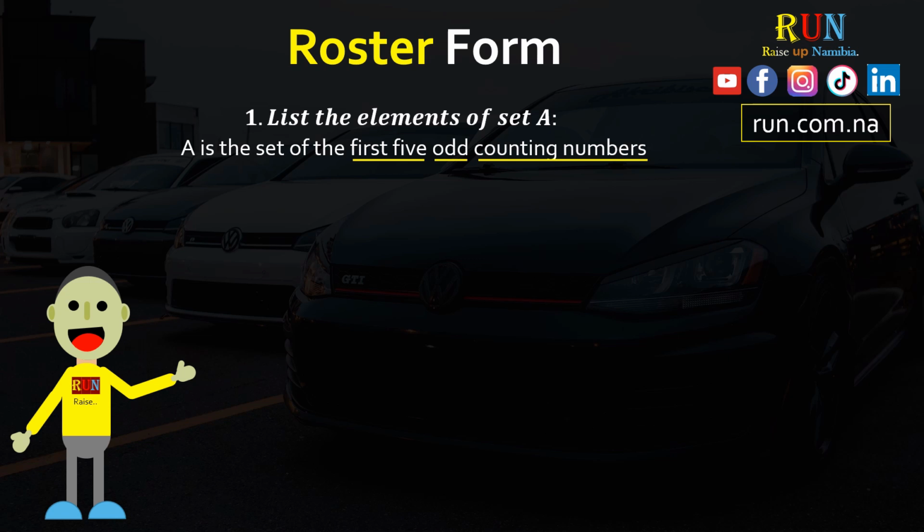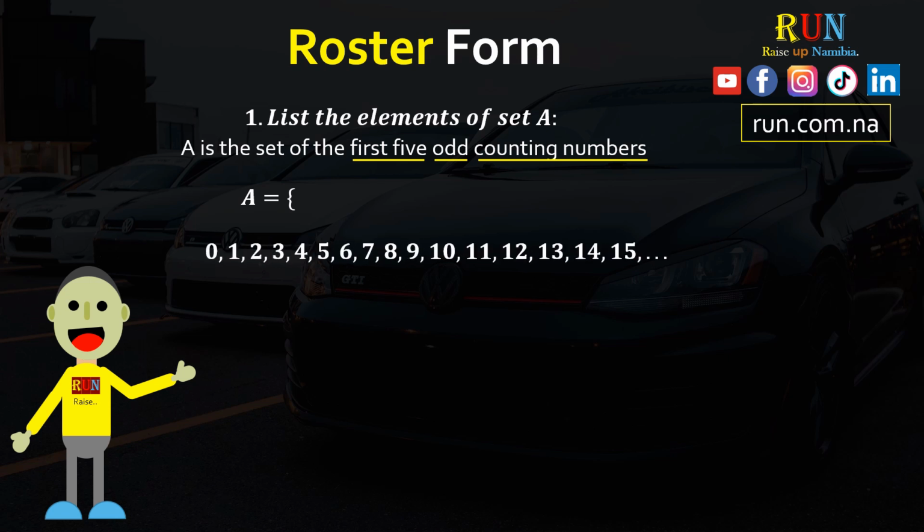elements of set A. So we say set A is the set of. Now ask yourself, what are counting numbers? Now, from the topic of numbers in operation, counting numbers are basically just natural numbers with a 0, okay? Or in other words, whole numbers. So if I'm to write them down, they will look something like this.